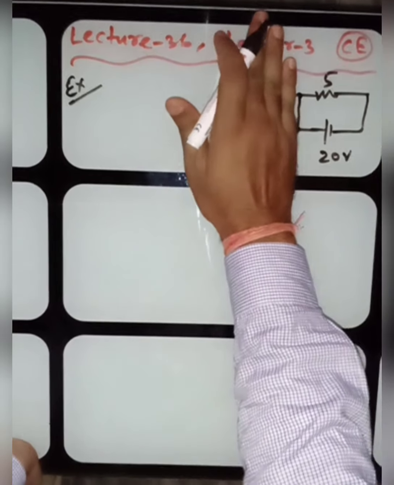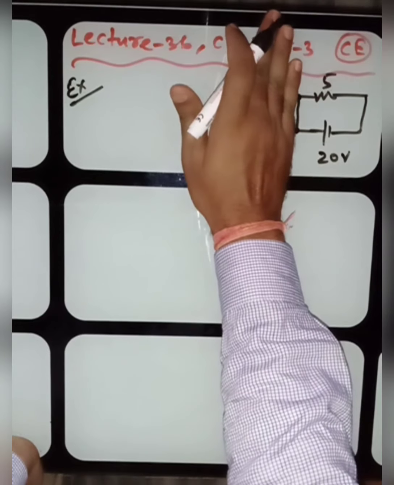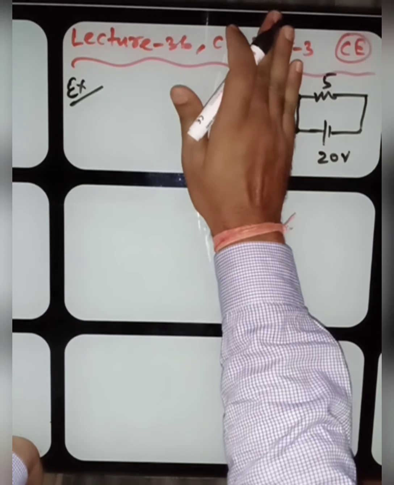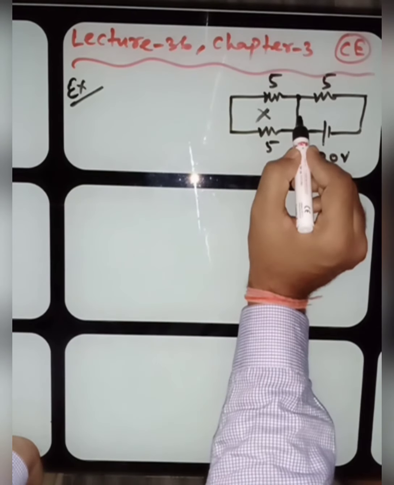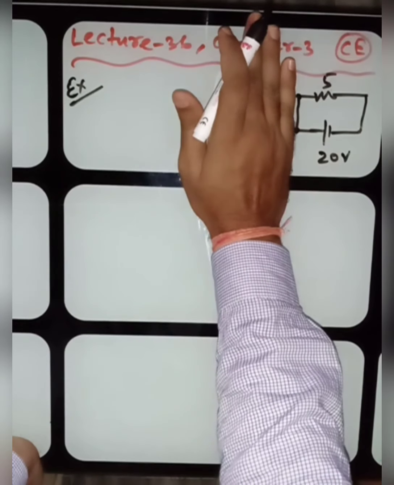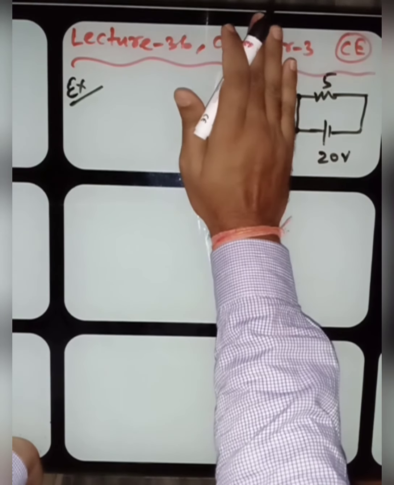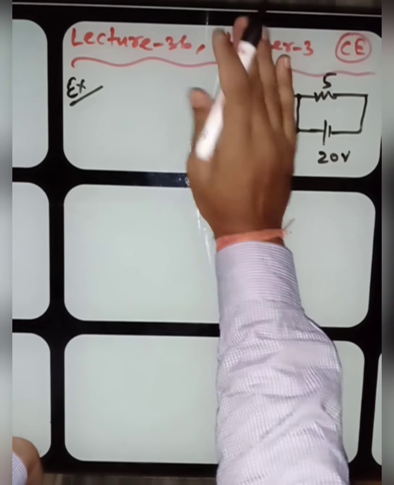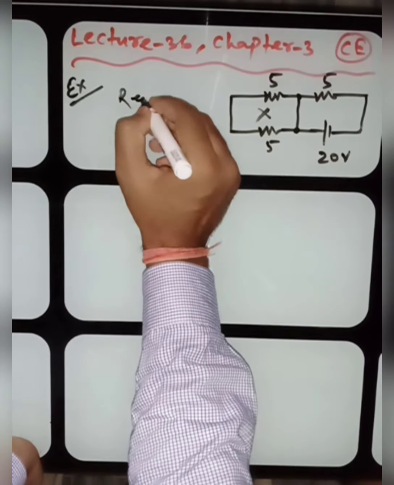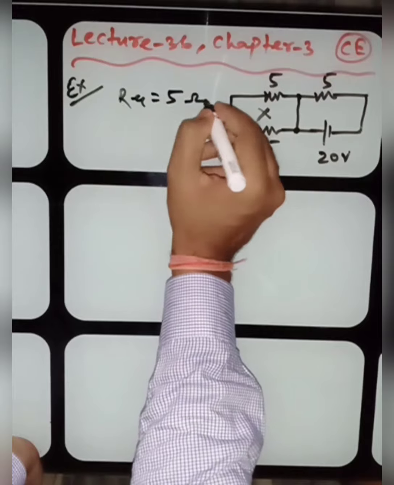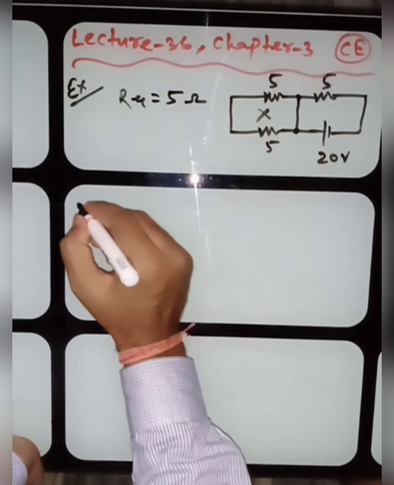So in this circuit now we will have only one resistance connected with the 20 volt battery. And how much current will flow through this one? The current is 20 by 5. But we have to find the equivalent resistance, and the answer is 5 ohm. Okay, that's it. The next question, my dear students.